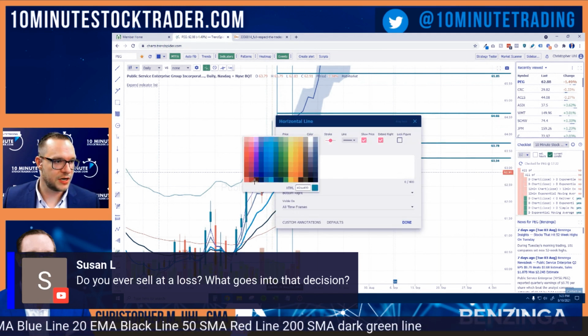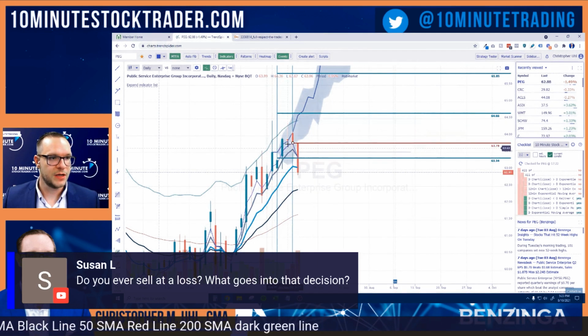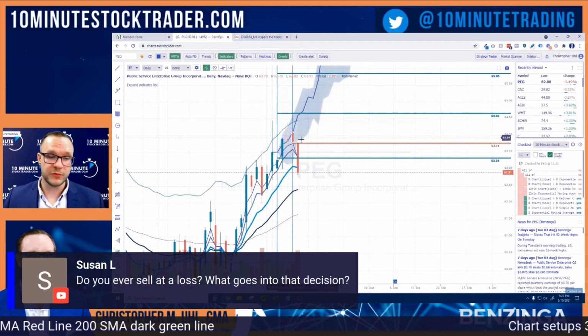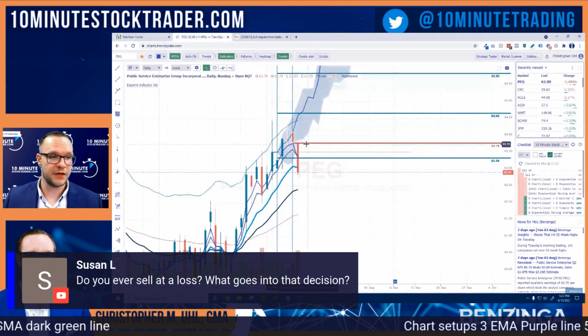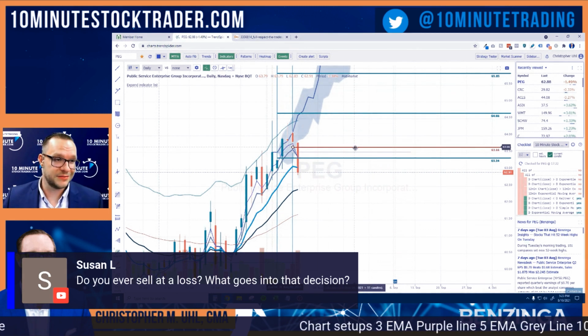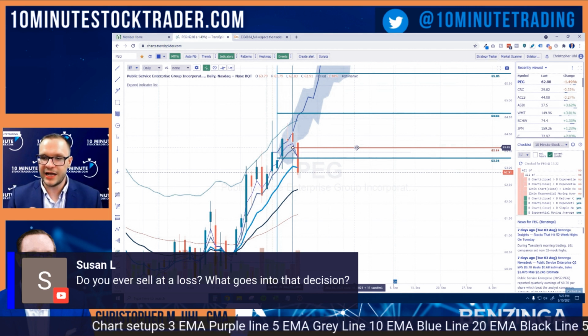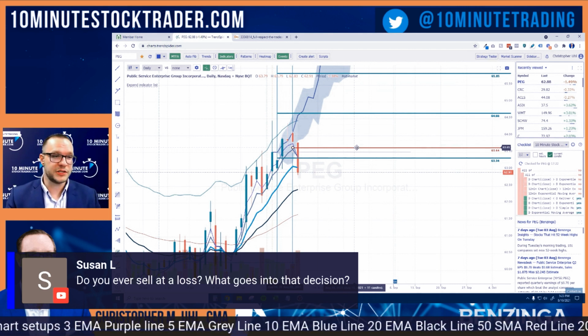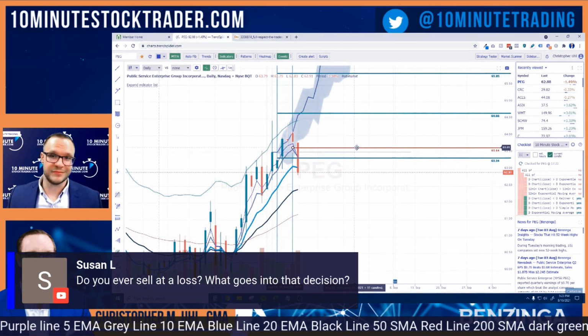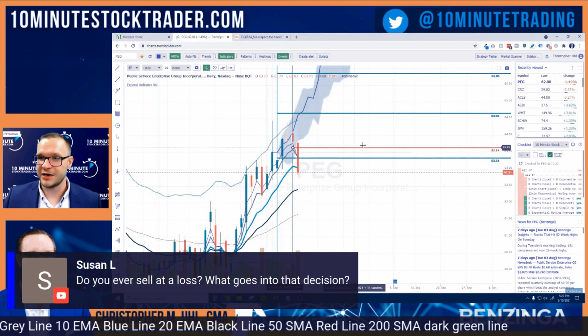Properties, change it to red. So yeah, that's where I got in. That's where I got out. And the reason being is because it closed below the 5-day moving average and I was done. And you know, I don't look at it so much as a losing trade. I look at it as the trend was going up. The trend has reversed. I'm out. No big deal. So yeah, that's just how I think about it.